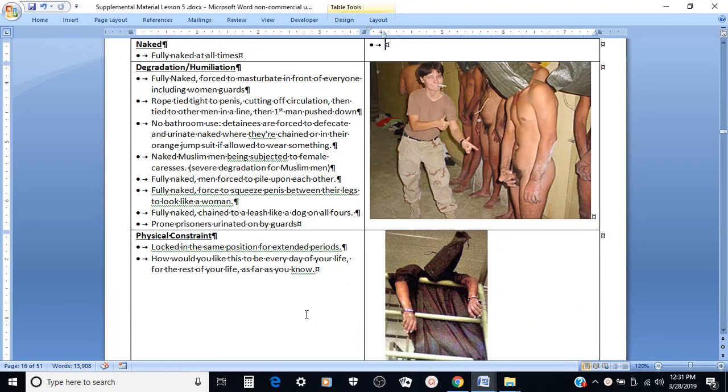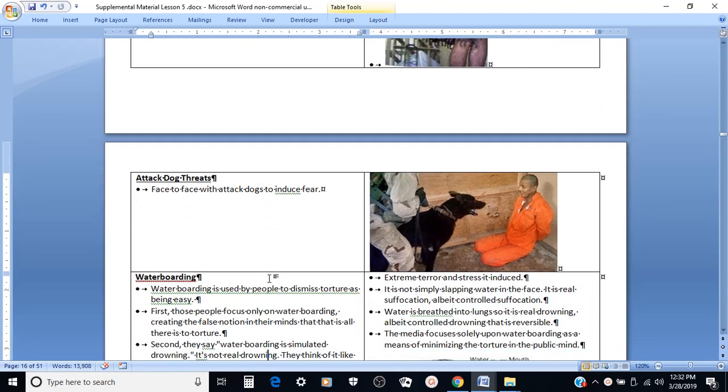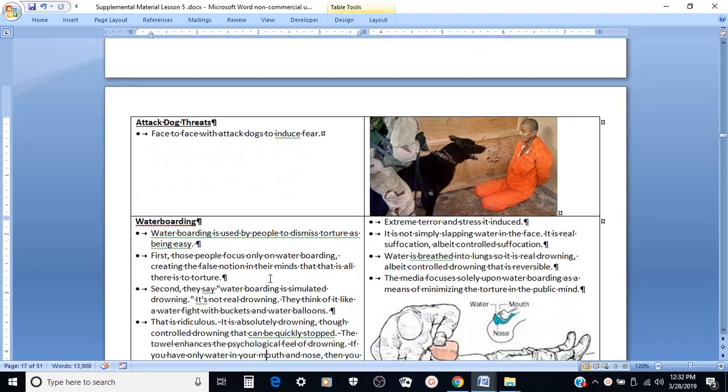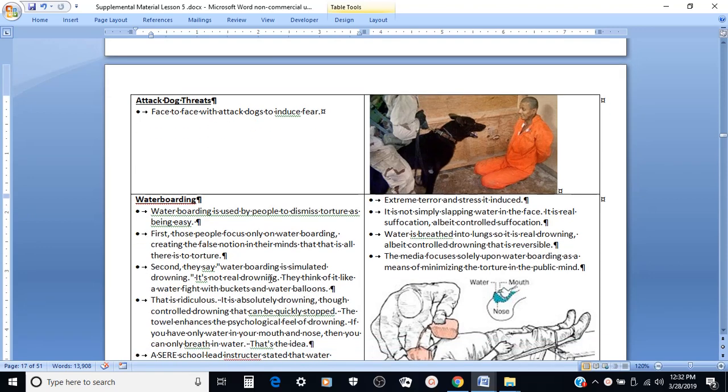All right, add to this all the humiliation, degradation. Add to this the physical constraint and stress positions, right? I mean, you get pretty tired standing there all day long, and then you have all these attack dogs as another method. Now, waterboarding is the only thing the media talks about.